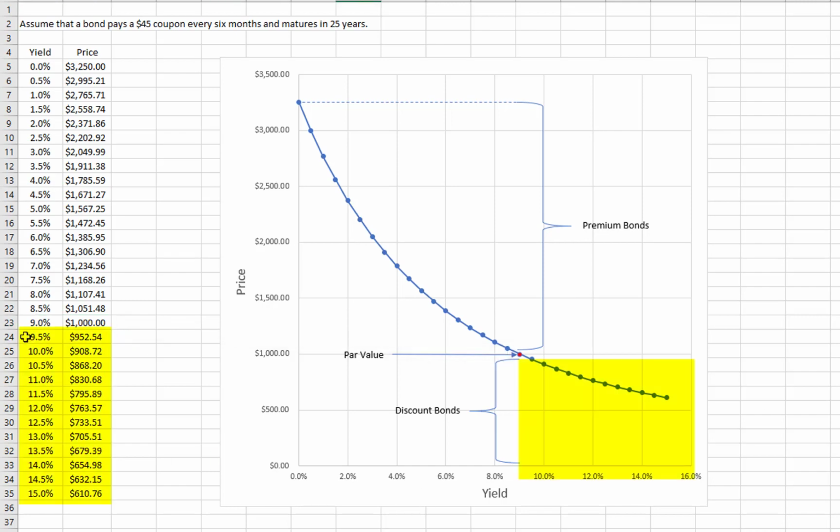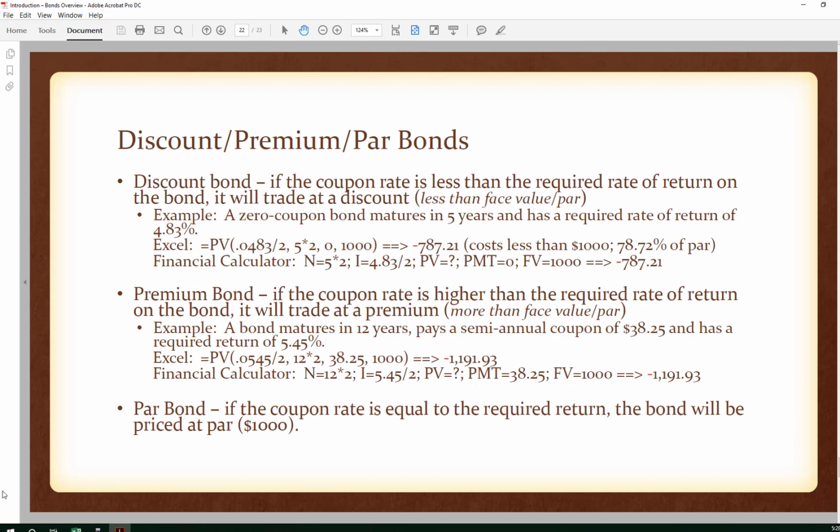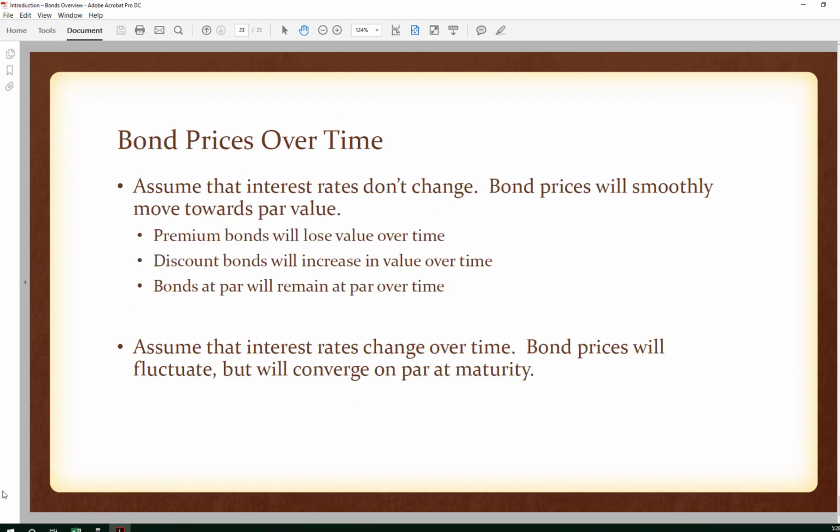And if the yield to maturity or the required rate of return is higher than the coupon rate, we're going to have discount bonds, and that is this region down here at the bottom. So again, very basic definitional things. Let's keep moving here. We get now to the last slide, and we'll see bond prices over time.